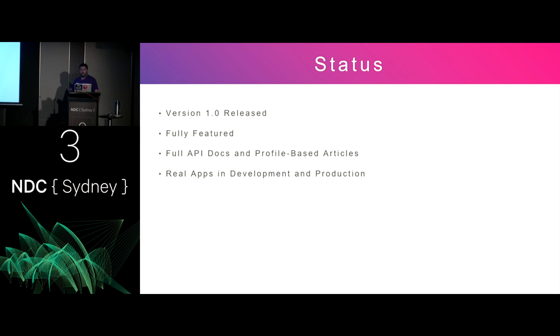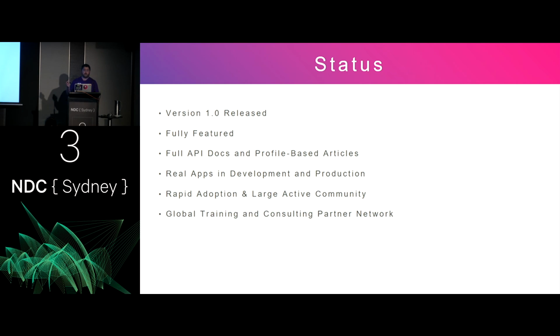Okay. We have real applications in development and in production. There are large companies out there, Fortune 50 companies, that are using Aurelia today. They have applications in production, or they have recently started building Aurelia applications. This is not a framework that's going to go away. Real people are using this. And again, rapid adoption and a large active community. And we have a global training and consulting partner network, and it's very global because I came here from Florida. And I am a certified Aurelia trainer, so bring me in.